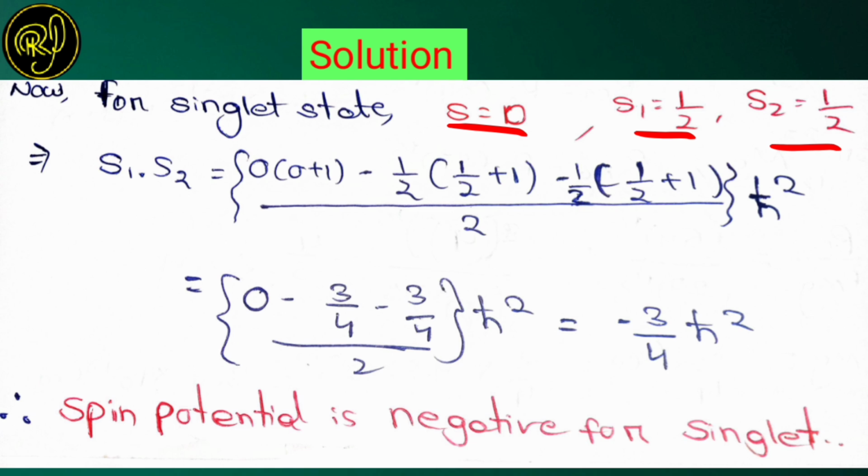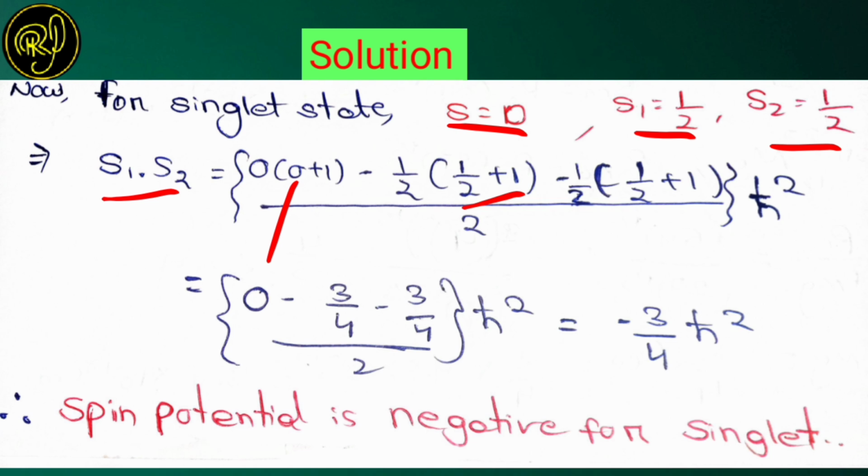On putting S equal to 0, S1 equal to half and S2 equal to half, we get S1 dot S2 equals 0 multiplied by 0 plus 1, minus half multiplied by half plus 1, minus half multiplied by half plus 1, whole divided by 2, multiplied by H cross square. So this is coming 0. Now half multiplied by half plus 1: taking 2 as LCM, half plus 1 gives 3 by 2.